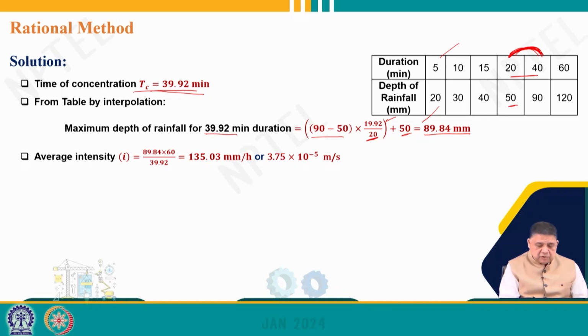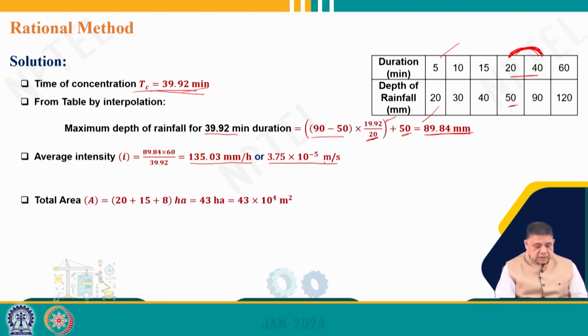and we require the average intensity. Knowing the depth and the duration, we can convert that into intensity, and we get 135.03 millimeter per hour or 3.75 into 10 to the power minus 5 meters per second. And the total area, of course, we already know, we used it previously while calculating the coefficient, is 43 hectares or 43 into 10 to the power 4 square meters. 1 hectare is 10 to the power 4 square meters, and that is why we are multiplying that.